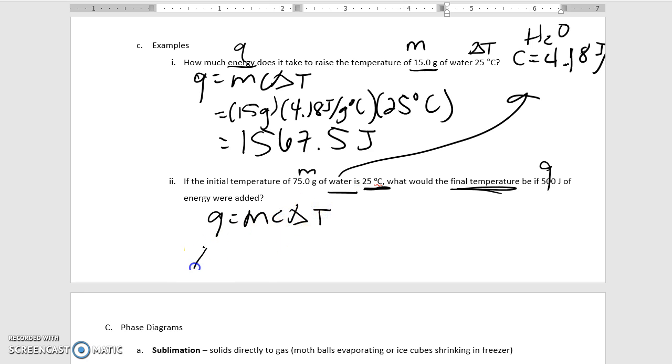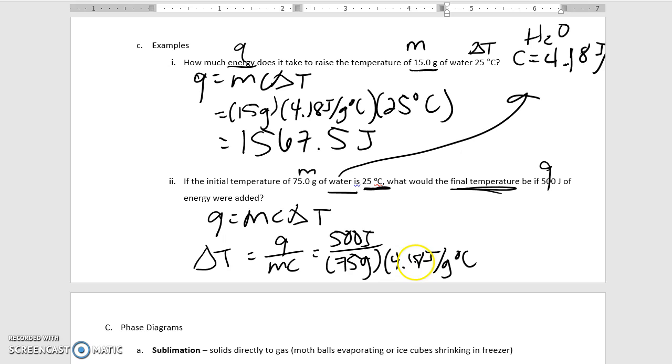So you can solve for delta T first if you're comfortable doing that kind of thing. You divide both sides by MC to get delta T by itself. So delta T is Q over MC. Q would be 500 joules from the problem. Our mass is 75 grams, and our C is 4.18 joules per gram degrees Celsius, just like it was in the last problem. That means our delta T is going to be 1.5595 degrees Celsius.